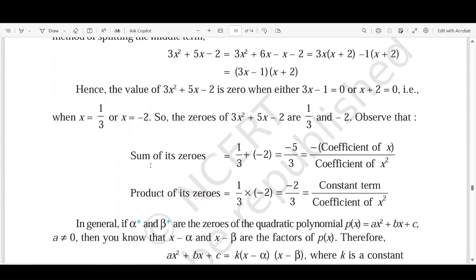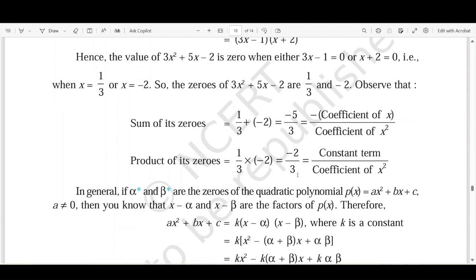Now if they verify the above expressions, we obtain the sum of its zeros to be equal to minus 5 by 3, which is equal to negative of coefficient of x divided by coefficient of x square, and the product of the zeros will be equal to minus 2 by 3, which is equal to constant term by coefficient of x square.